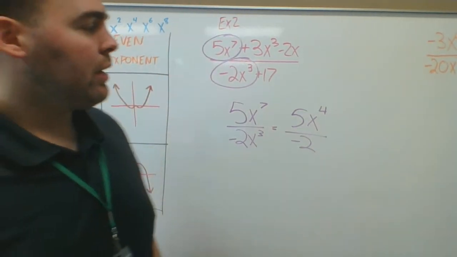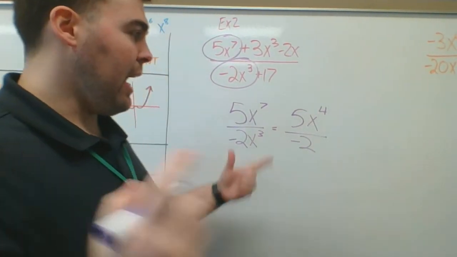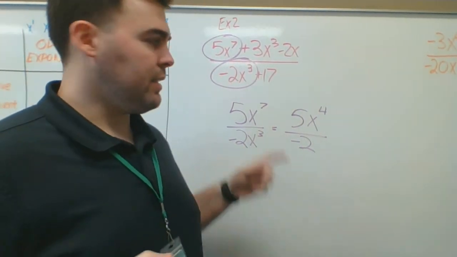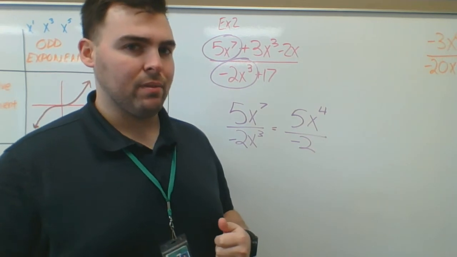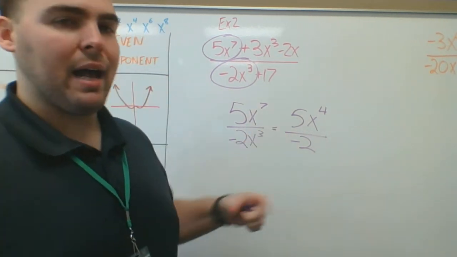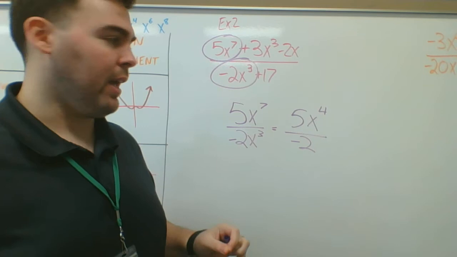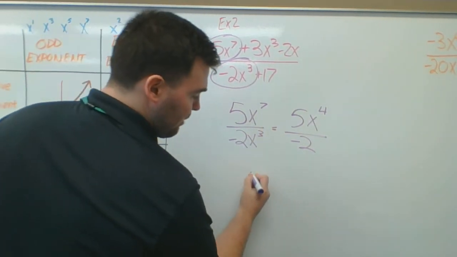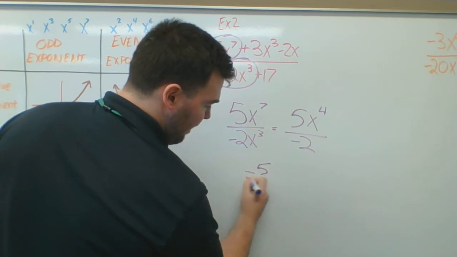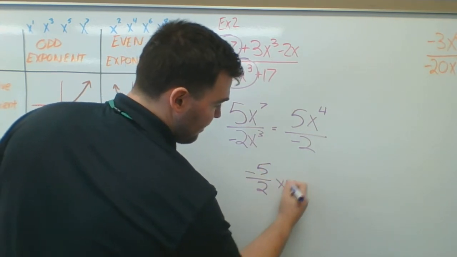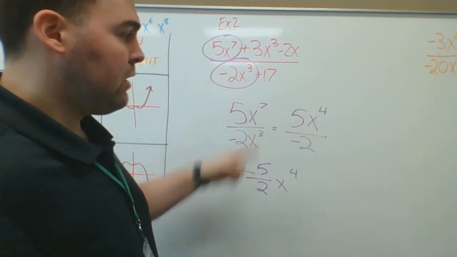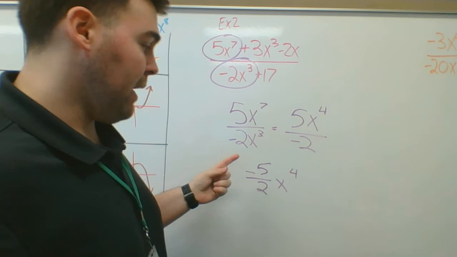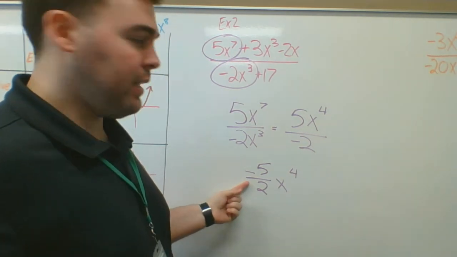Okay? Now, here's where some people might get confused. Exponent, clearly, it's even, right? The coefficient, think to yourself, is this coefficient going to be positive or negative? I got 5 here. It looks positive. It's not positive. The reason that's not positive is because this is negative, right? This is the same thing as writing negative 5 halves times x to the 4th. So if one of these is negative, they're both negative. Okay? So this would be a negative coefficient.